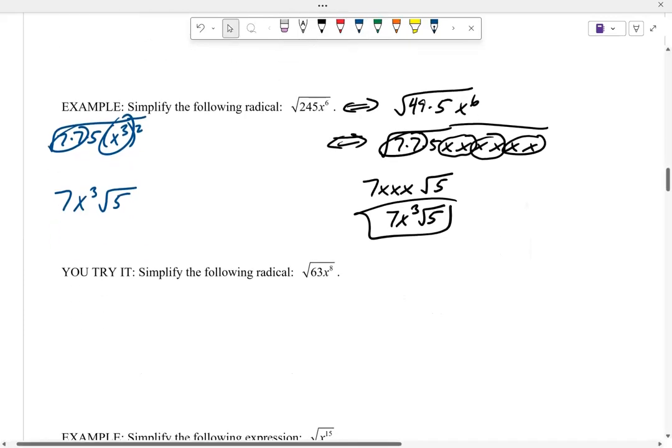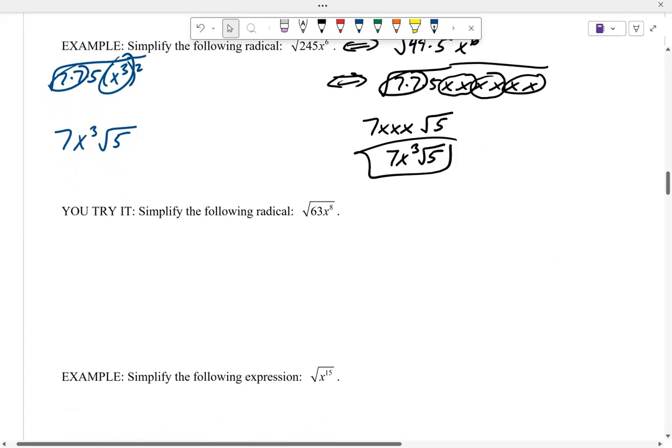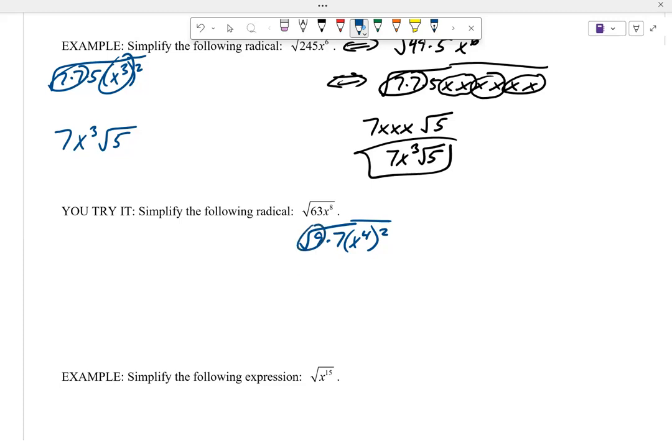However you want to think about that, you can go ahead and pause the video on this next one and try it. Well, you got 3x, 9 times 7. You got 8 of these x's, so there's 2 sets of x to the 4. The square root of 9, we got 3 times 3, and then I've got x to the 4th coming out, so I'm left with just a 7. So 3x to the 4th, square root of 7 on that.